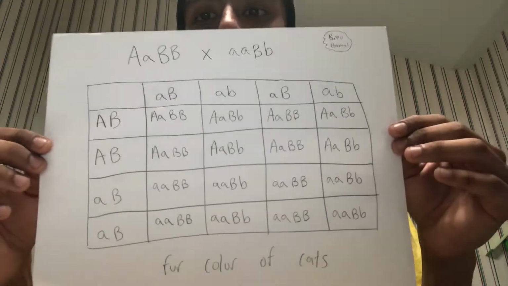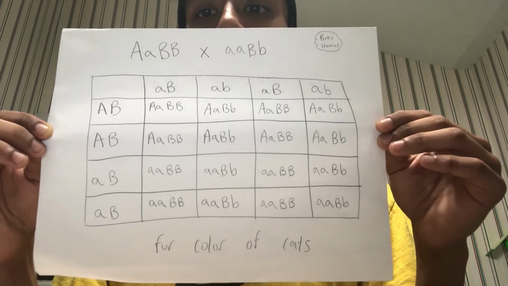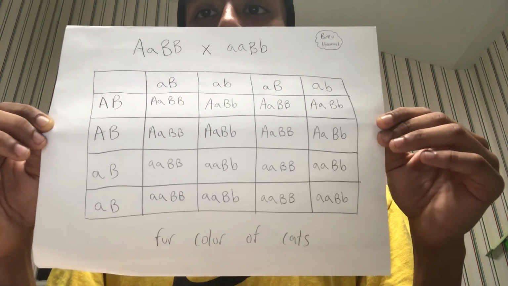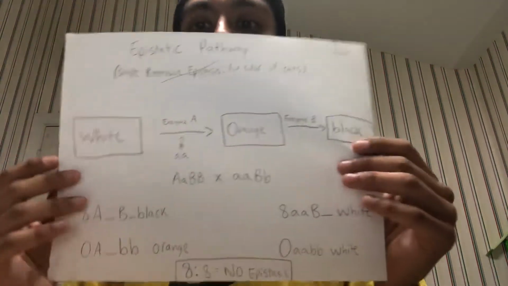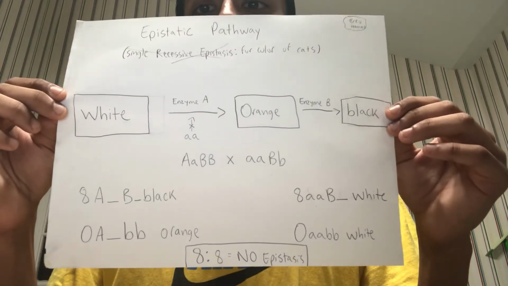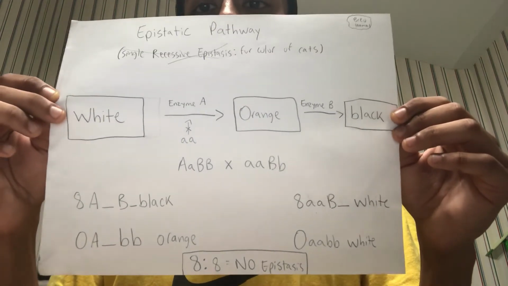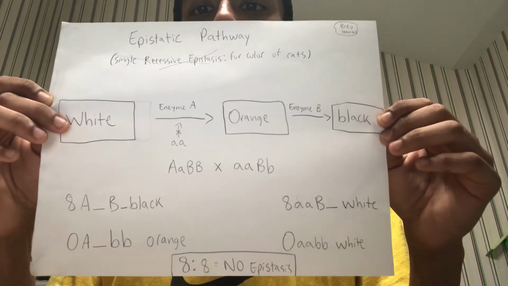For the next cross, it was not a dihybrid cross, so our genotypes are a little bit different. We are still looking for the phenotypic proportions of fur color in cats. Through this specific pathway, we see the phenotypic proportions are different. We still start at white, and enzyme A converts to orange while enzyme B converts to black.